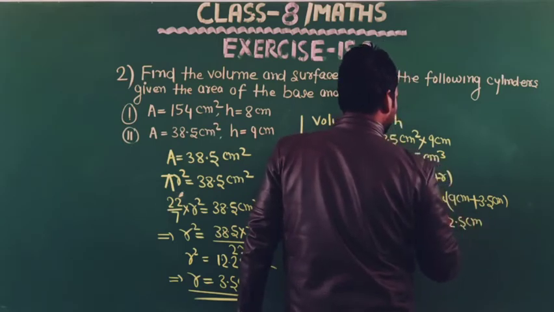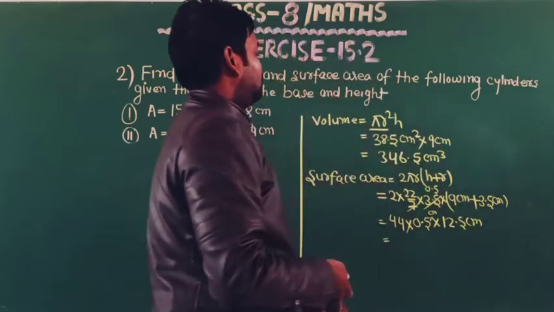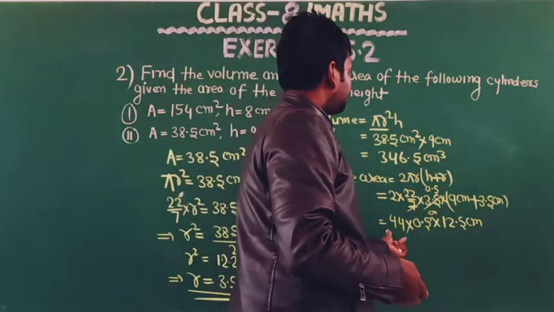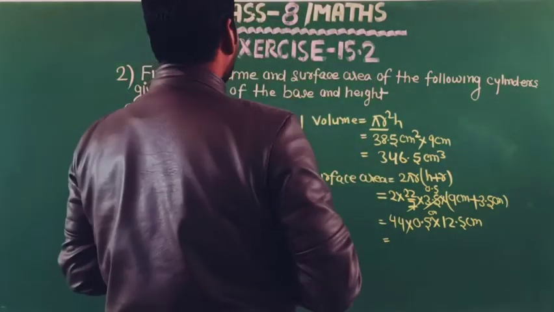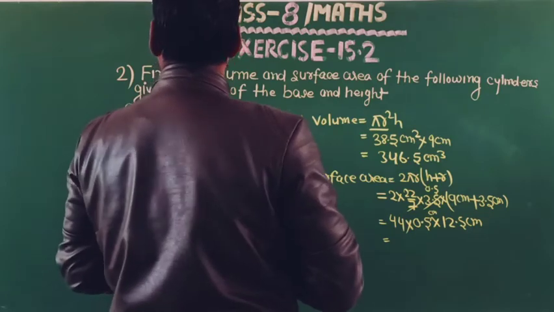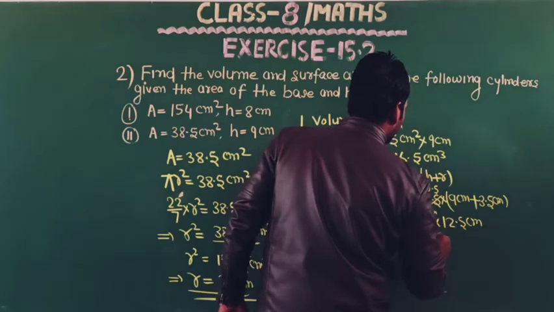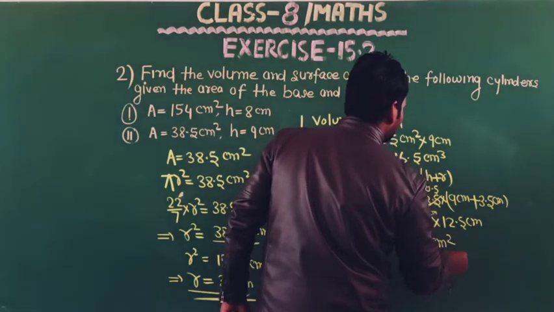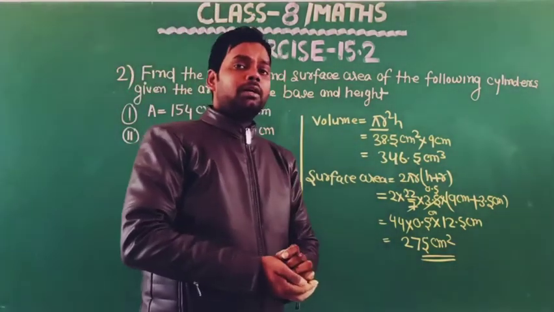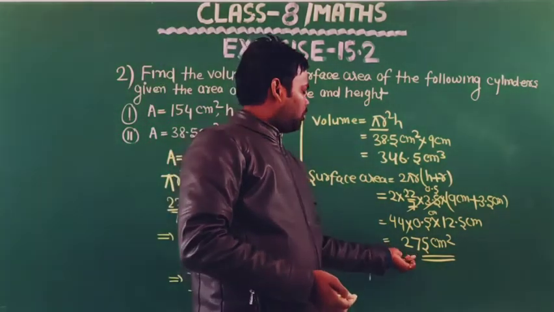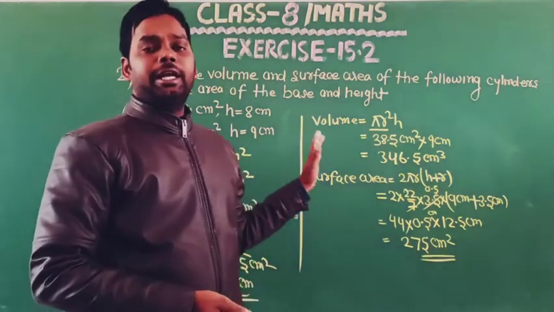Okay, this is 0.5 centimeter. And after multiplication of this expression, we will get the surface area of the cylinder is equal to 275 centimeter square. Okay, so dear children, this is the required answer of second part of question number second.